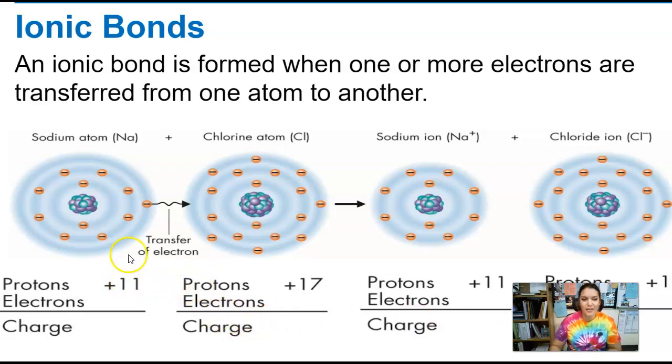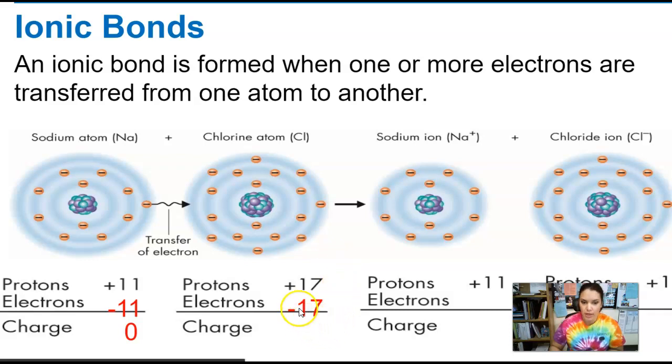So you can see here that the electron is going to be transferred from the sodium to the chlorine atom. And so that would be minus 11 electrons to make the charge 0. And then minus 17 electrons because there's 17 over here now, so the charge would be 0. Because the charge is 0, they make this combo called table salt.